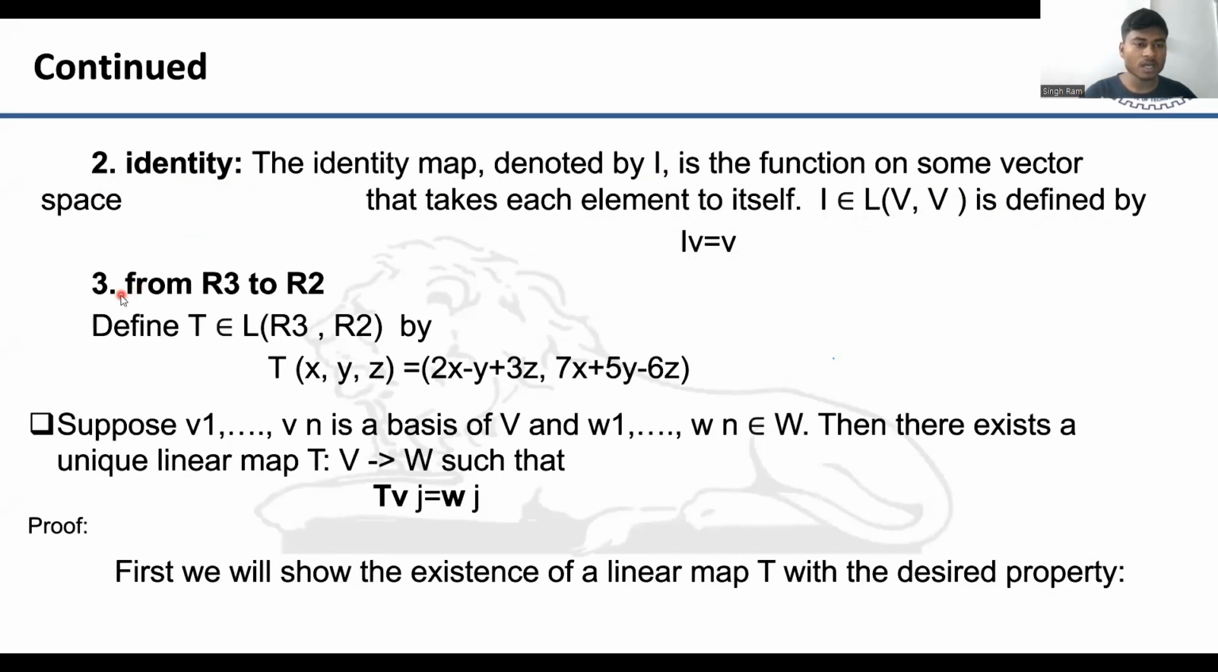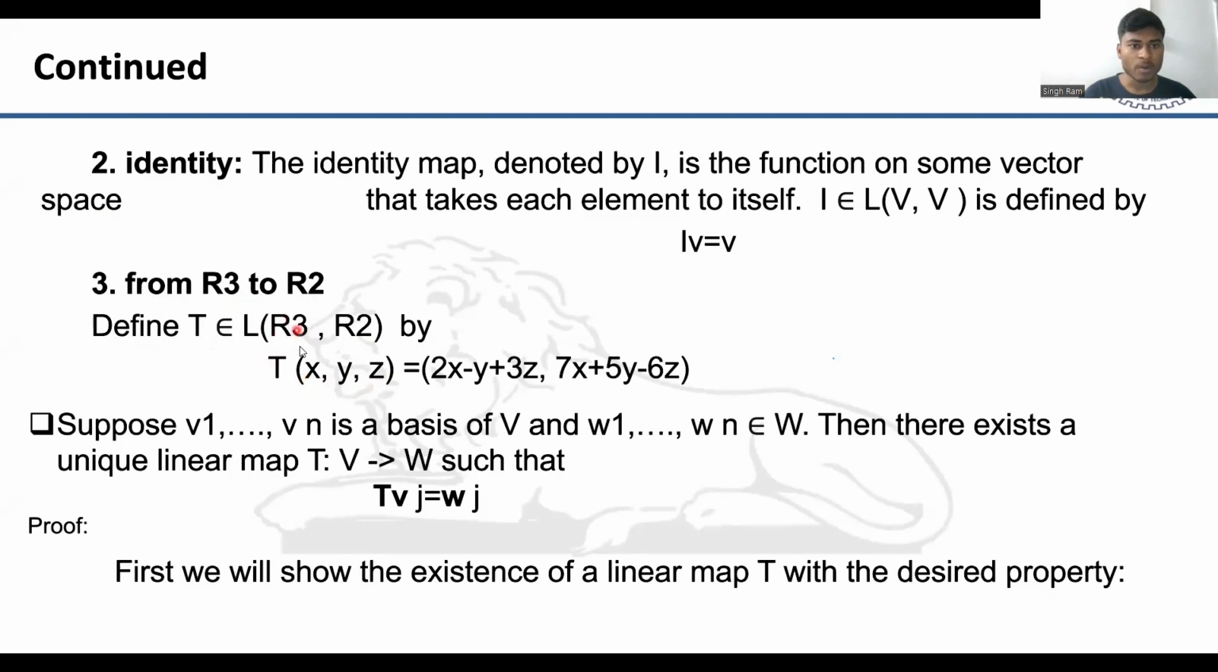And the third example of a linear map is from R3 to R2. Define a linear transformation T from R3 to R2 on, let's say, (x, y, z), right? Here is a three-component vector, where the components are x, y, and z.